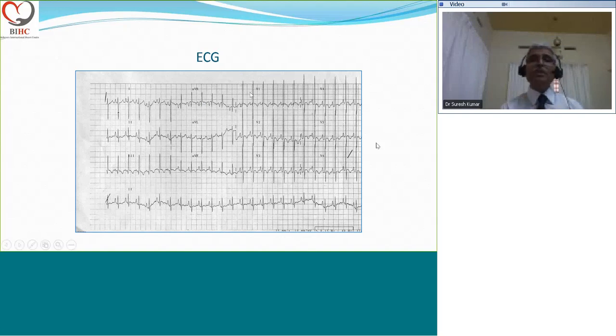And let's think that this R wave height is 20 millimeters. So 20 times 5, 100 millimeters of mercury, is the expected right ventricular pressure in this patient.